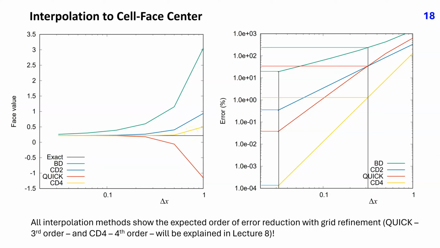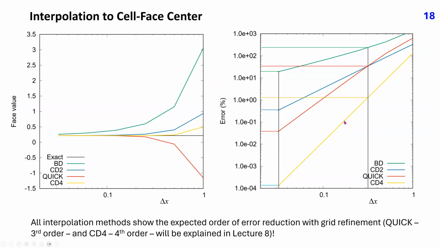We see that all approximations converge monotonically toward the exact value, but BD is, even with the finest resolution, still significantly in error. Also, not all approximations approach the exact value from the same side. Quick underestimates, another scheme overestimates the exact value on coarse grids. The right figure shows how the error changes as the grid spacing is reduced.